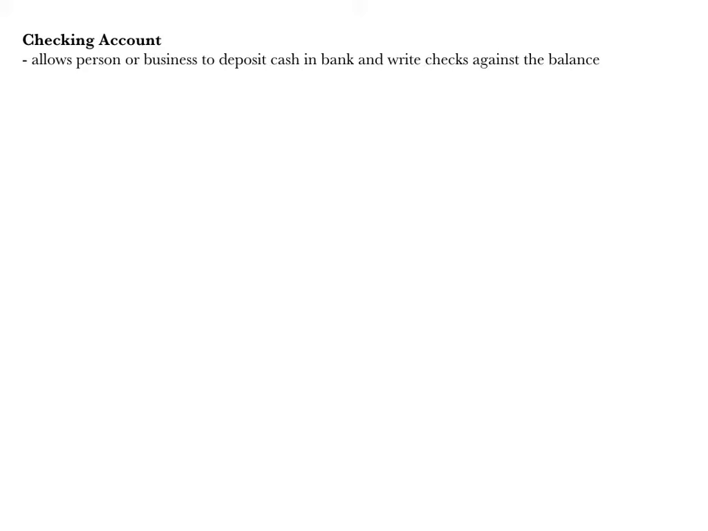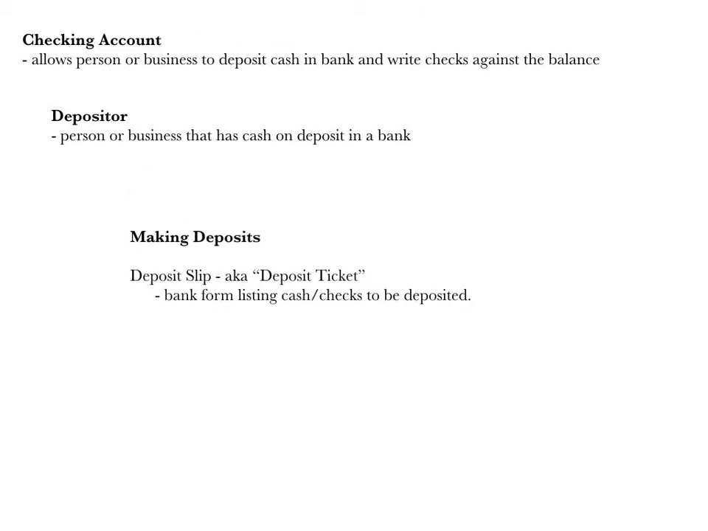So the first thing we want to look at is, what is a checking account? A checking account is an account that allows a person or business to deposit cash in a bank and write checks against the balance. The depositor is the person or business that has cash on deposit in a bank. Finally, we talk about making deposits. Making deposits, we use a deposit slip, also known as a deposit ticket, and we use a bank form listing the cash and the checks that are going to be deposited.